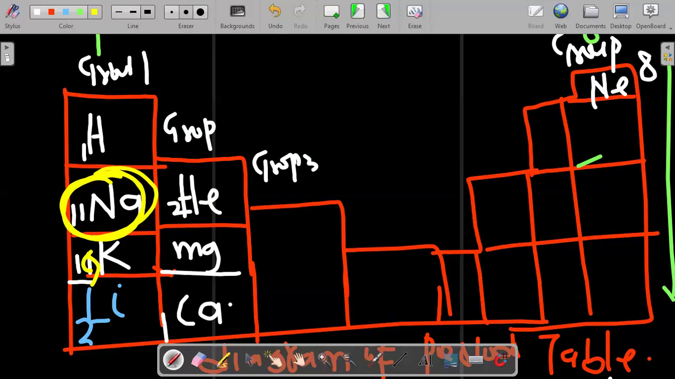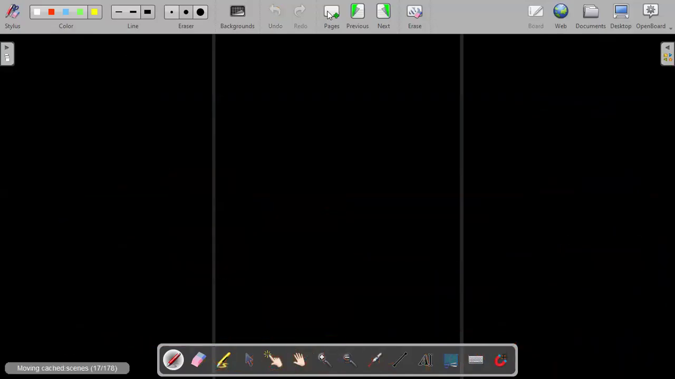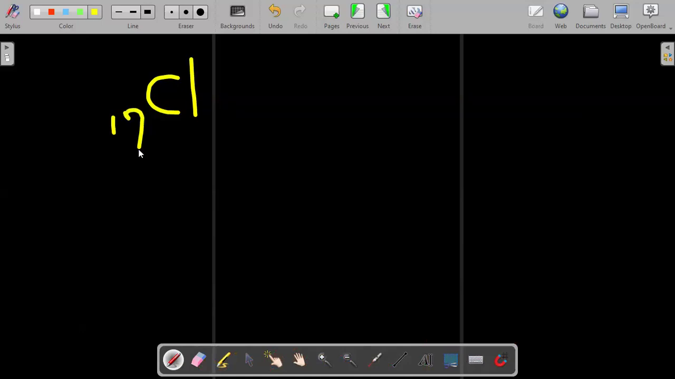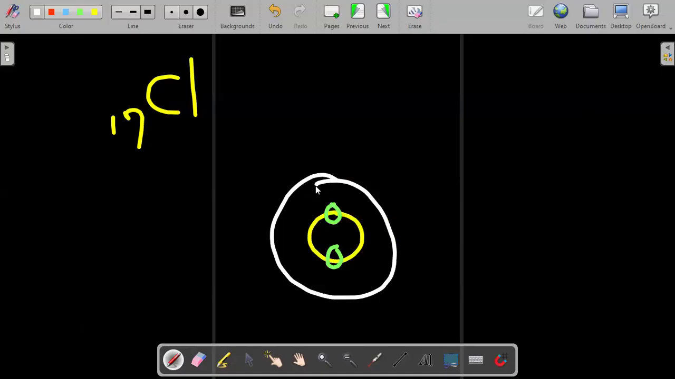So let's cite the last one. Let me use chlorine. Chlorine is number 17. This will be the last one. The first electron shell must be 2, so I'll come here and put 2. The second one must be 8. That is how many now? 10. So the last one will be 7.